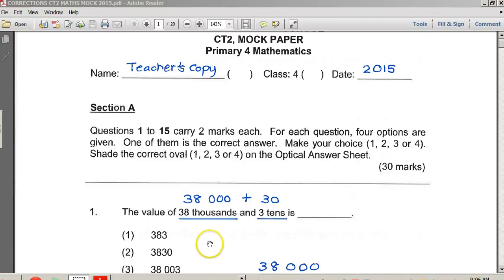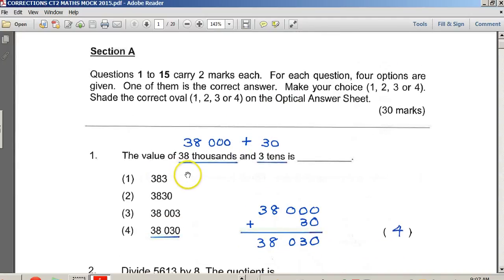Right, let's start with these corrections for your recently done CT2 mock paper. If you face this kind of problem where there is a lot of reading to be done, please write down in numbers 38,000 and 3/10. Watch out, most of the time it may not be just a 30 or 38,000 here. It will be spelled out this way, so be a little hardworking. Draw the vertical way of addition. Write it out vertically, and you should be able to calculate accurately.